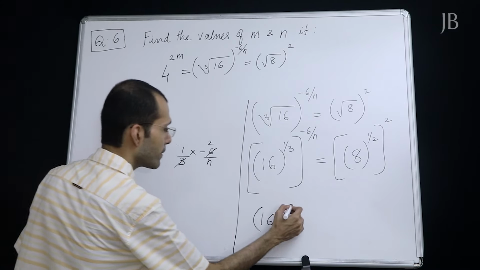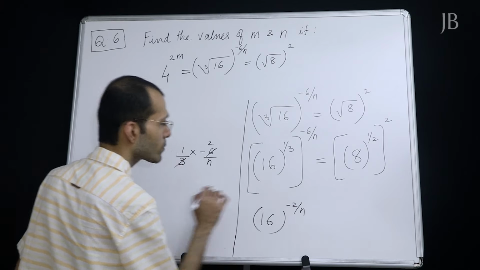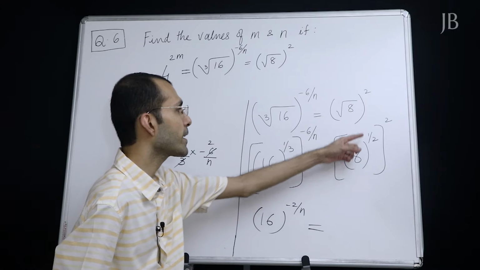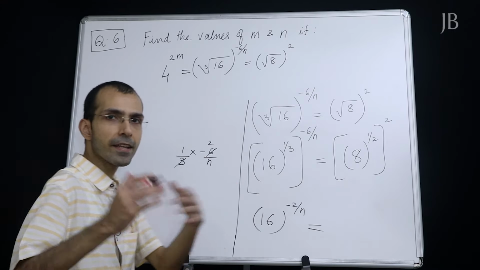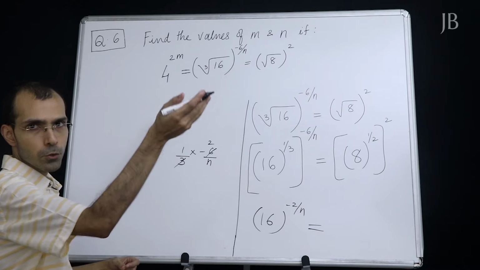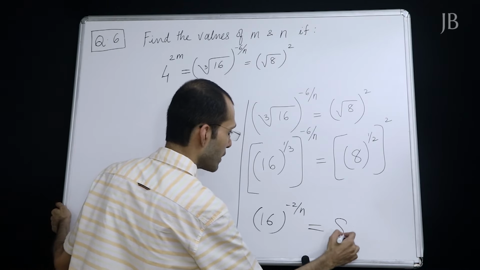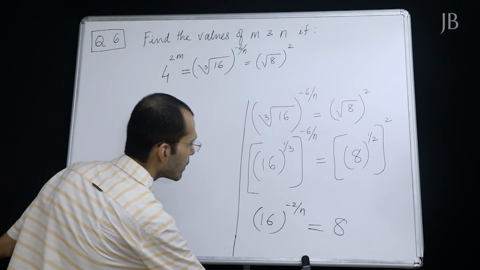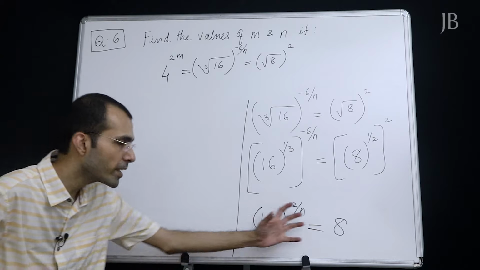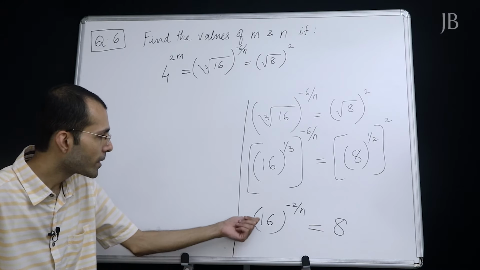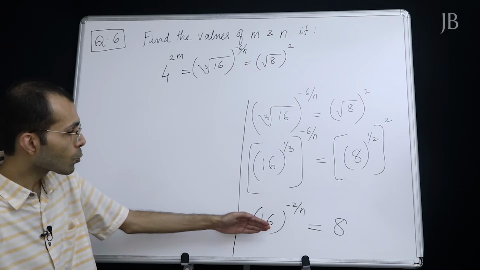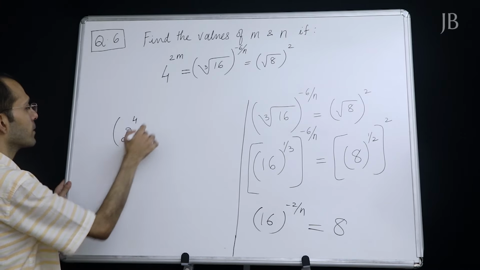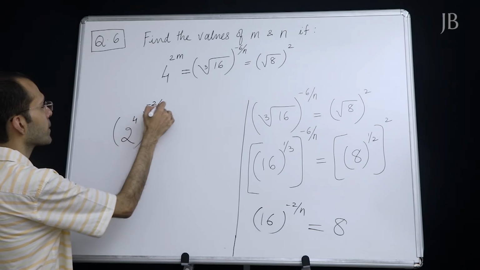So this will be 16 raised to minus 2 by n, equaling again a raised to m, the whole raised to n, that is a raised to mn. So half into 2, that is 1. So this will become 8. Okay, now we have simplified to a nice extent. Okay, now how do we get the bases the same? 16 can be written as 2 raised to 4. 2 raised to 4, the whole raised to minus 2 by n.